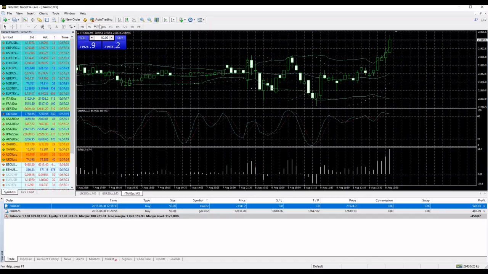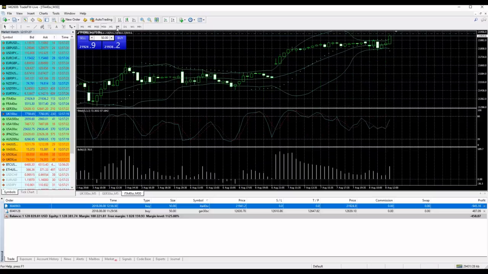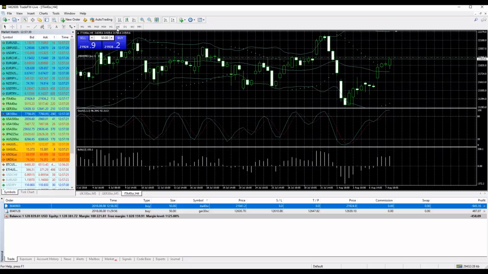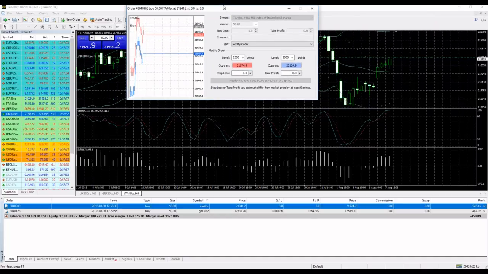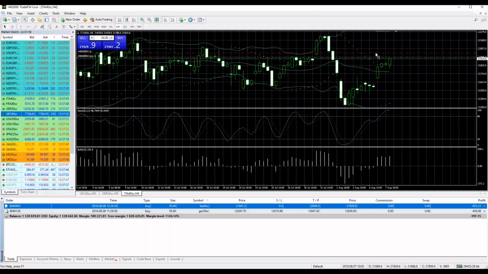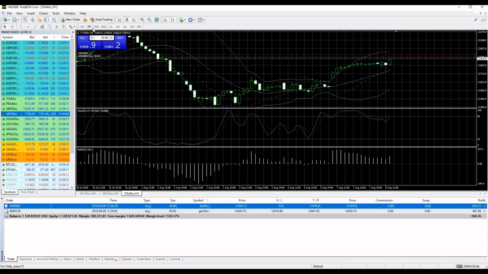In the meantime, I opened also a small Italy 40 position because I'm expecting here also the market to move, and I will put my take profit on Italy 40 at 22,000. 22,000 is my take profit on Italy 40, and with a profit of, it's too big. I will put it a bit lower at 21,978, and with this I'm aiming at a profit of $2,000. Let's see, hopefully soon we will get triggered.